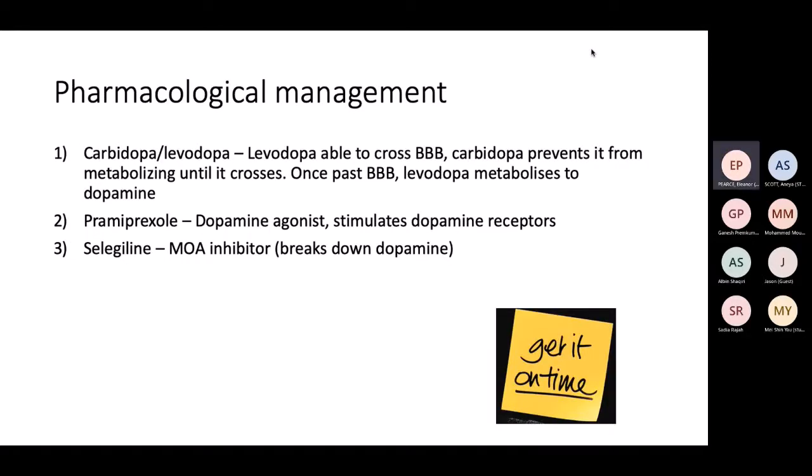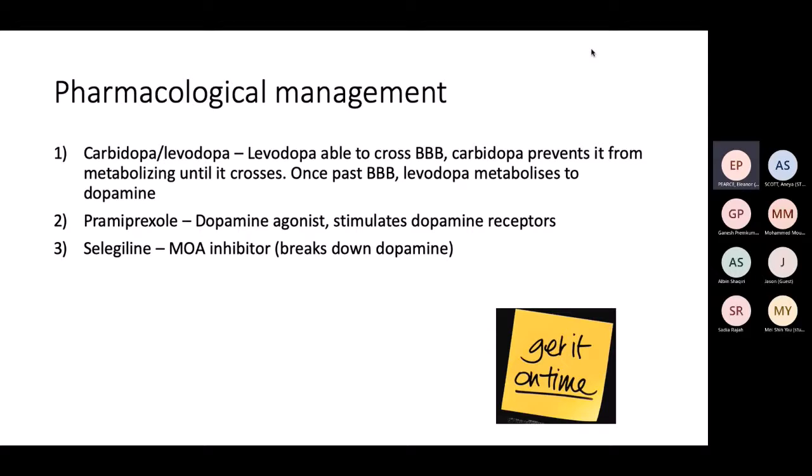So how do we manage idiopathic Parkinson's? So the mainstay of treatment is carbidopa and levodopa. The brand name for this is Sinemet. You'll often see that on drug charts. And the point of giving the dual drug together is that levodopa is able to cross the blood-brain barrier, but carbidopa prevents it from breaking down until it's crossed the barrier.